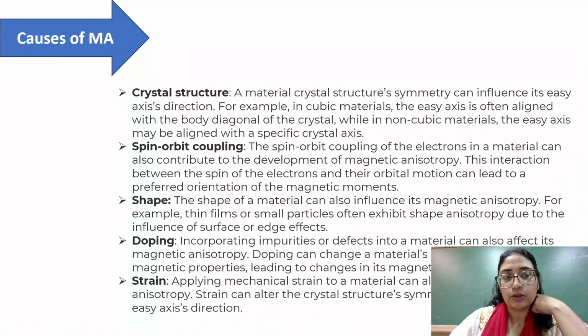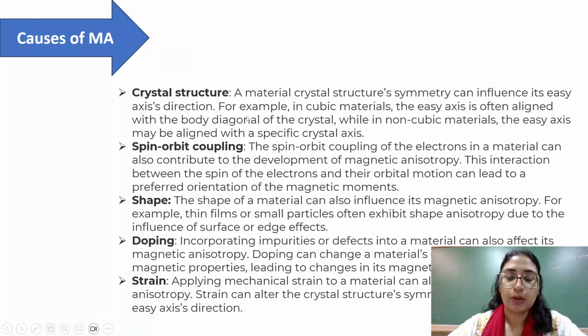So we have certain causes of magnetic anisotropy, in which we have the crystal structure. The crystal structure changes your magnetic anisotropy. If you have a cubic material, the easy axes are more numerous, and we have more magnetic anisotropy as compared to non-cubic materials, which include the hexagonal or orthorhombic.